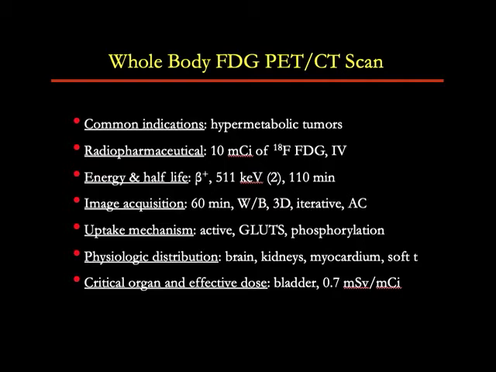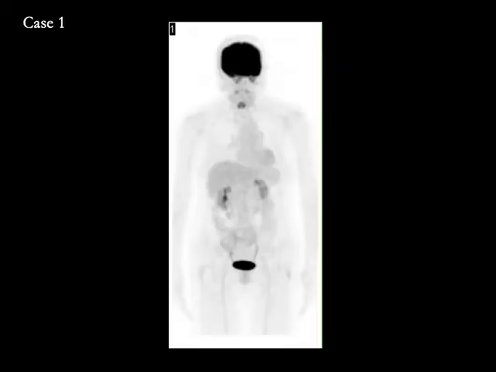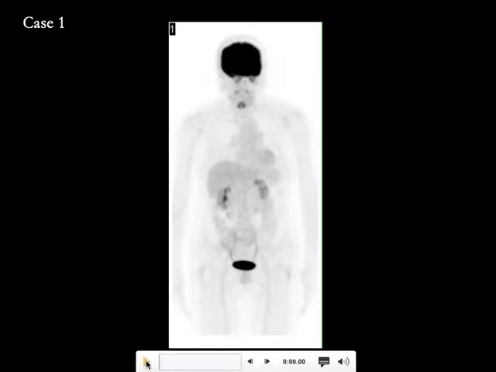Physiologic distribution is such that we see intense activity in the brain. There is excretion of the tracer from the kidneys into the urinary bladder. There is variable amount of myocardial activity, and there is typically mild soft tissue activity. The liver uptake is typically uniform, slightly more intense than the soft tissues, and it is normally more intense than mild splenic activity. The critical organ is the urinary bladder. Let's review whole body MIP image from a normal FDG PET study.